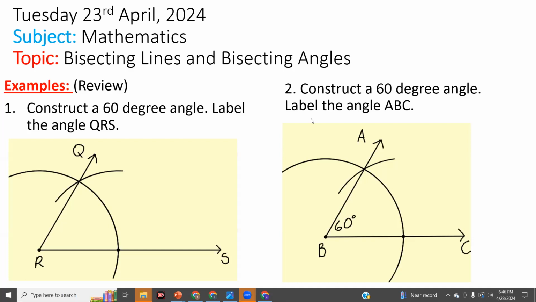Let me know if you understand how to draw the 60-degree angle before we move on. I do. You do. Okay. That's only two persons. Anyone else? Let me know if you understand how to draw the 60-degree angle. I do. I do. Okay, good. Okay, so let's move on to the next one.